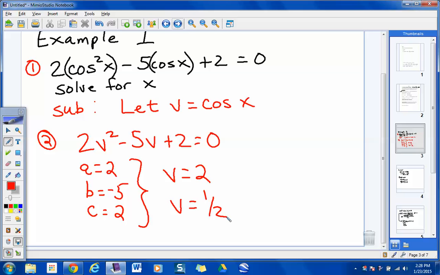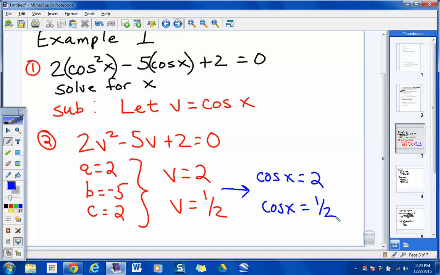Now, once you solve for your V value, you want to back substitute. I think in the notes they refer to it as unsubstitute, is that right? Okay, back substitute is what I like to do. What do we let V equal in the first place, gang? V was the same as cosine of x, so this is saying the cosine of x can equal 2, or the cosine of x can be what? Well, it can equal 1/2, right?